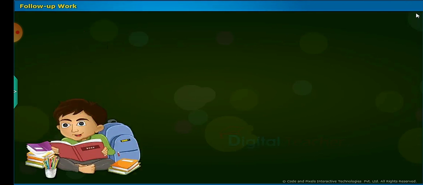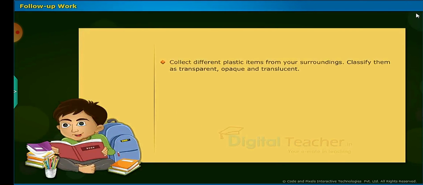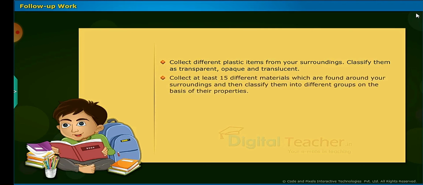Follow-up work. Collect different plastic items from your surroundings. Classify them as transparent, opaque, and translucent. Collect at least 15 different materials which are found around your surroundings and then classify them into different groups on the basis of their properties.